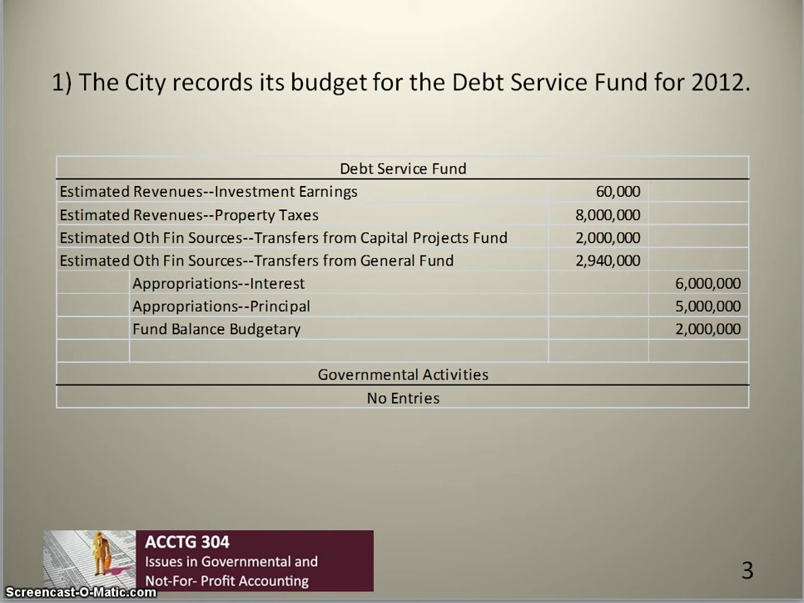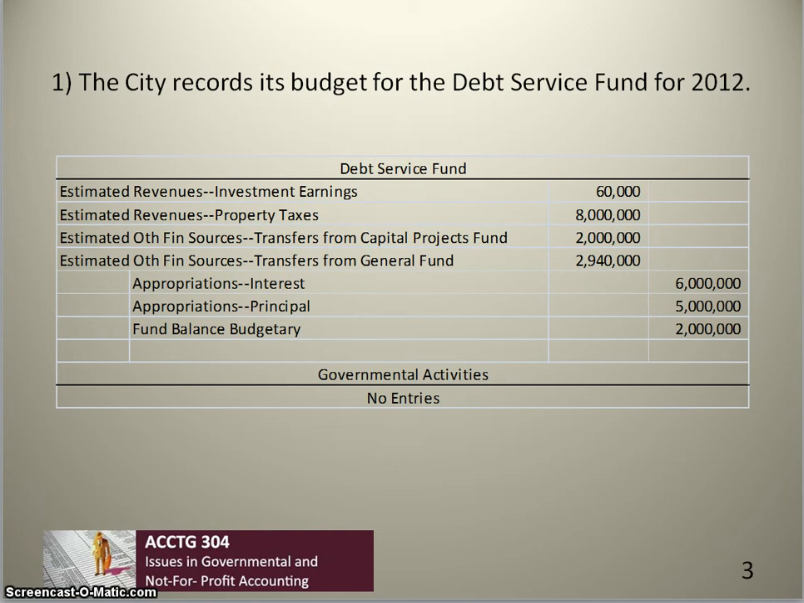Remember also that to the extent that investment earnings and property taxes are not sufficient to pay expenditures from the fund, the balance will be made up of a transfer from the general fund. So in order to fund the $11 million in debt service, in addition to the investment earnings and the property tax revenues, the city needs to transfer $2,940,000 from the general fund. So we show that as an estimated financing source.